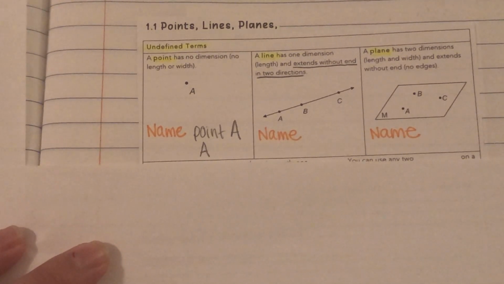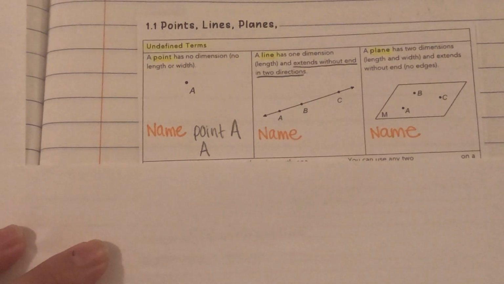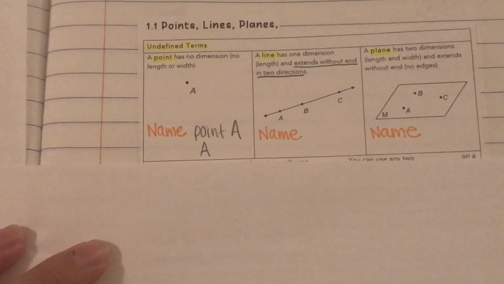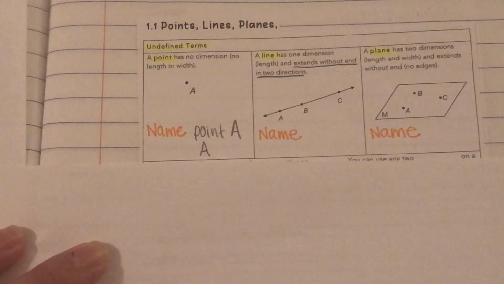So, what you're going to see when we get to the defined terms is that what you may have graphed in algebra was not technically a line because you did not add the arrows to both ends to show that it continues forever.